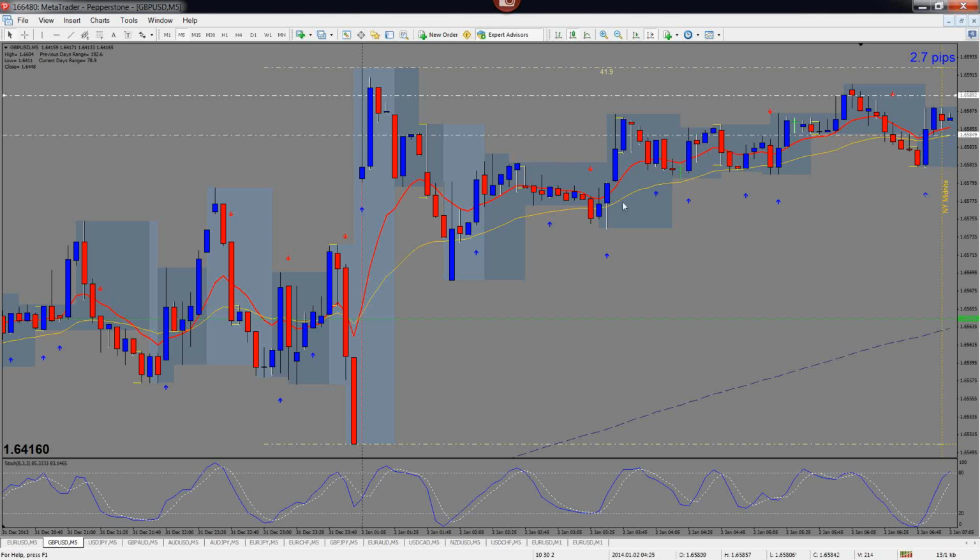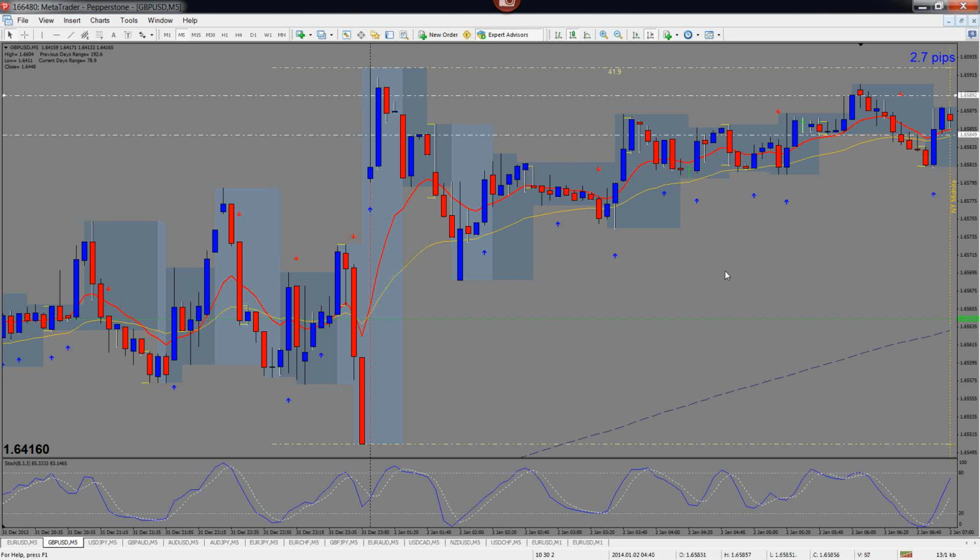So that's the basic set of trades that we trade. Does anybody have any questions with regards to those?